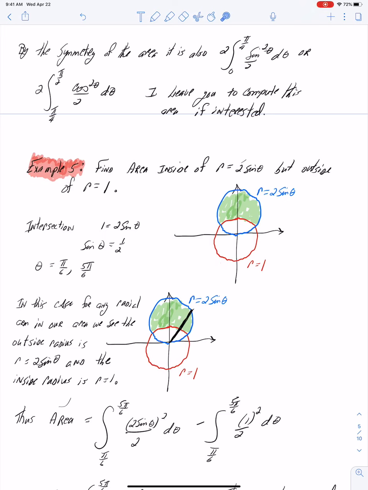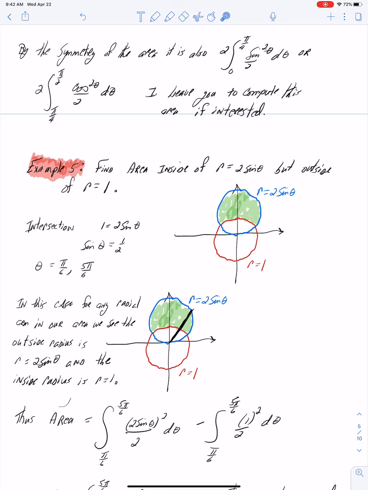r is equal to 2 sine theta is, of course, a circle here that ends up to have diameter 2, right? So if I want it inside of this one, but outside of that one, it's what I've got in green, all right? So what's the point?